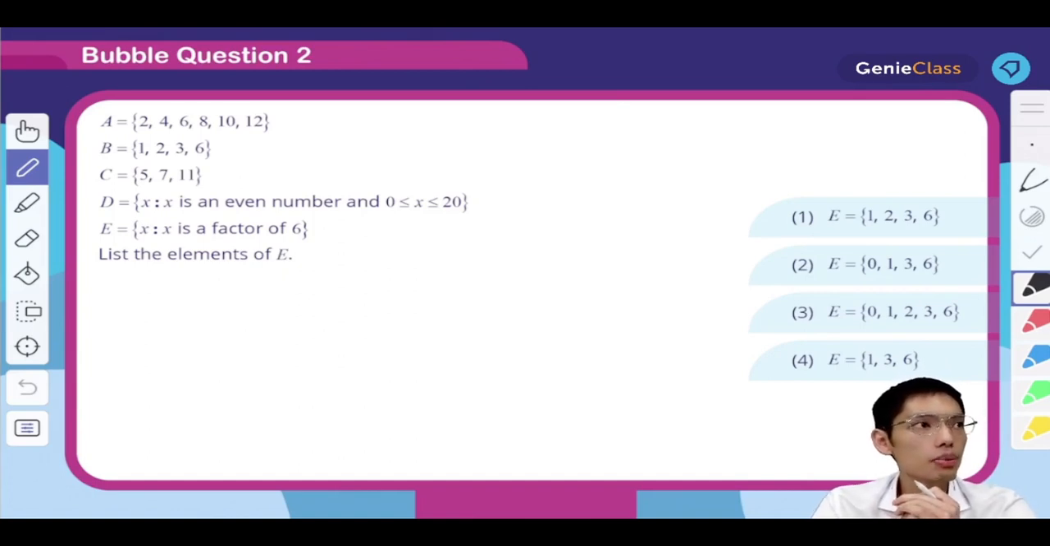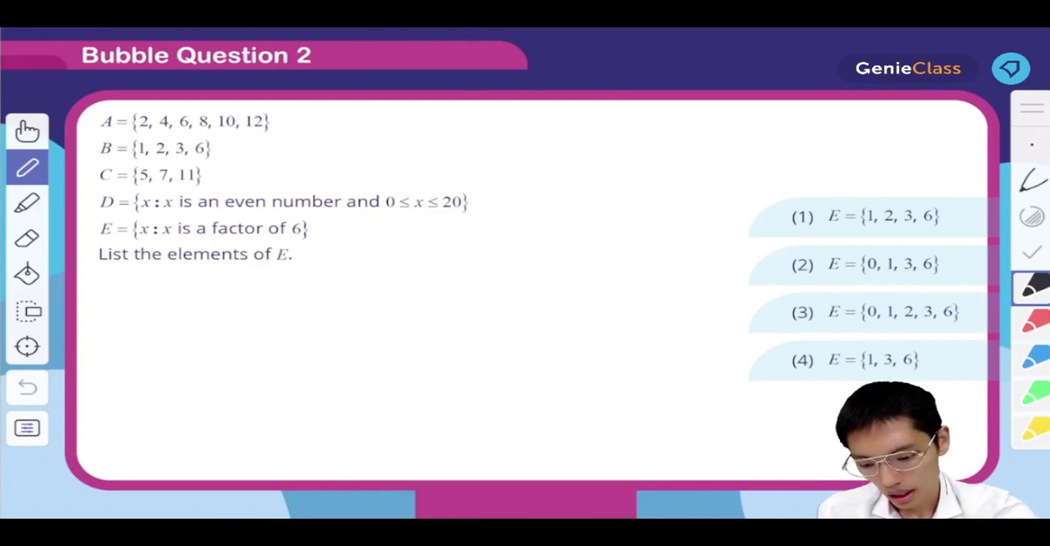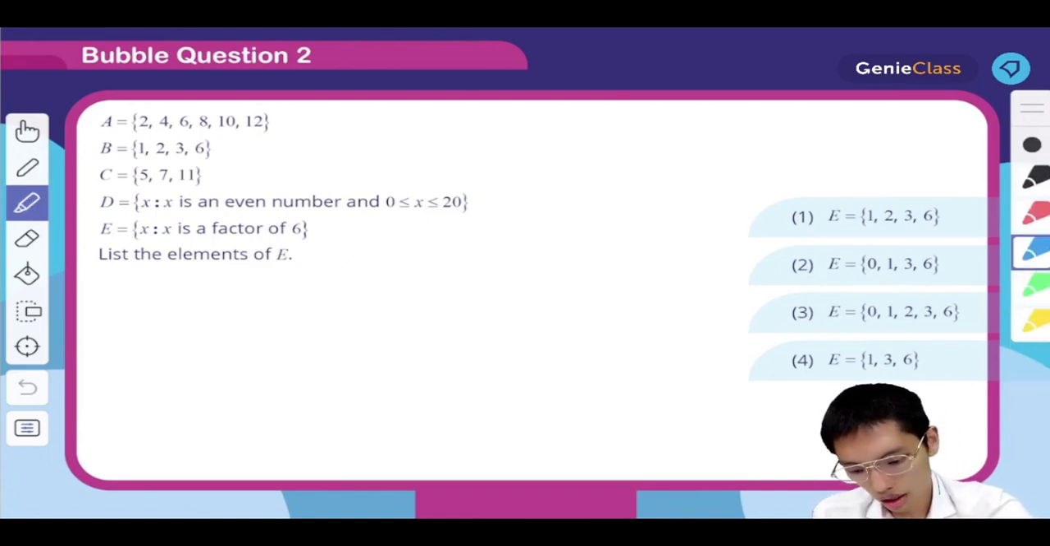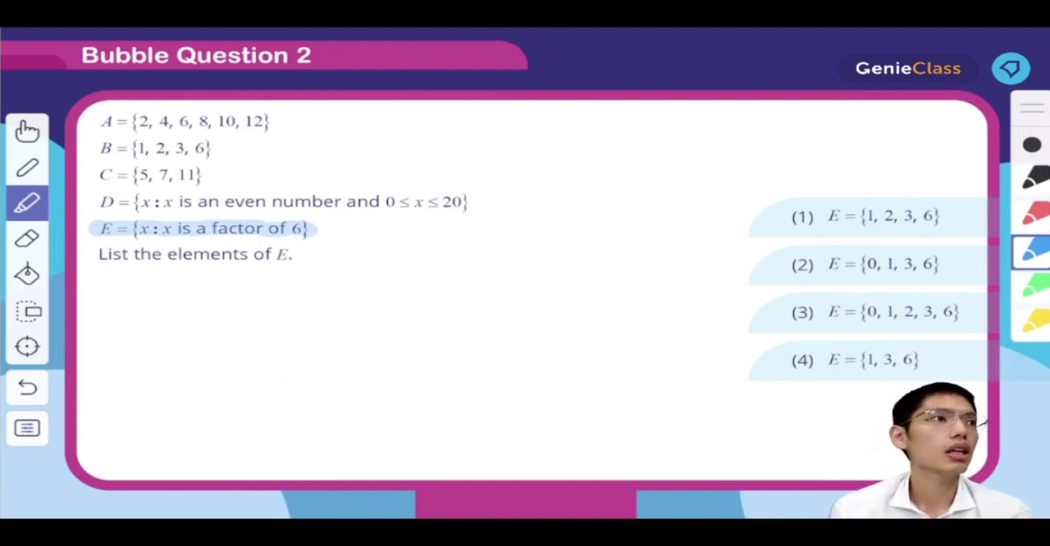Okay, I'm getting good response down here. I'm just listing the elements of E. So which one am I referring to? What is E? Take note, I have a lot of things over here. I'm looking at this one. Alright. Okay, elements of E.